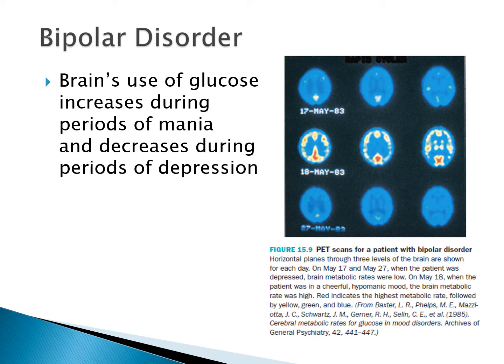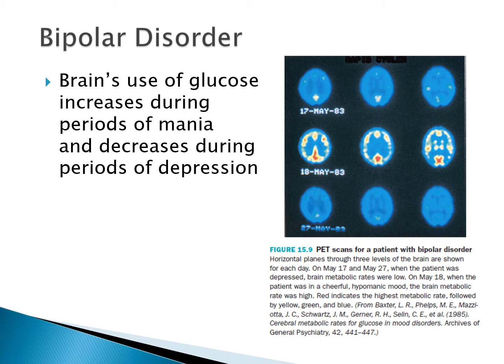One thing I like to show, I don't think this is from your book, but I like this figure a lot, as a picture is worth 1,000 words: the brain's use of glucose increases during periods of mania and decreases during periods of depression. Normally, when we've looked at brain activity, there's been a lot of green and yellow, and when something's really happening somewhere, we might see some yellow and red, and when we see something really not happening somewhere, we see blue.